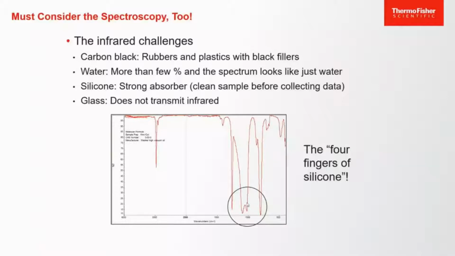And any time I do training, I point that out. If you see those 4 peaks, and you can see where they are, right around 1,000 wave numbers, that is strongly indicative of silicone being there. So it can obscure peaks, and if it's a contamination, you'll see that there. Also, you can't analyze on glass because it doesn't transmit in the infrared. So those are some of the things you need to worry about in the analysis.